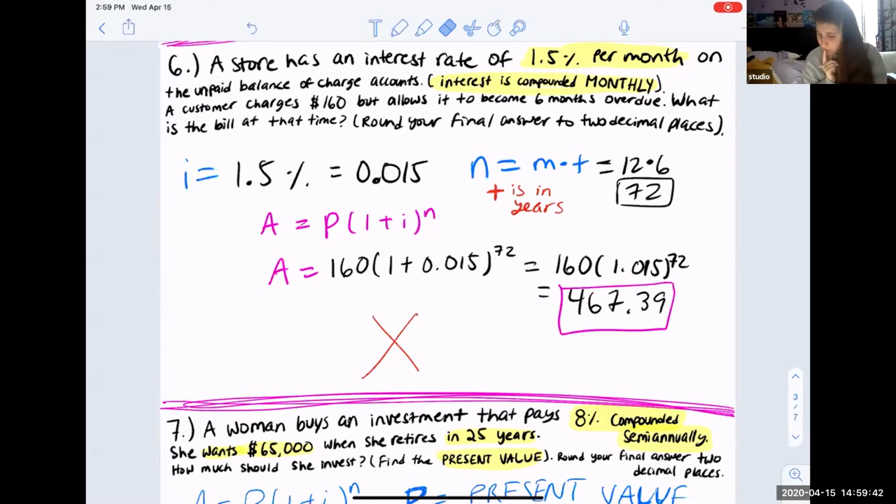Okay. Per month. I don't see anything. Oh, interest rate of 1... I don't see anything in years in this. So I'm kind of not sure. Well, okay, then I must not have done that right, putting 12 maybe. A store has 1.5% per month on the unpaid interest compounded monthly for customer charges. So like saying they have 6 months to pay off the 160?